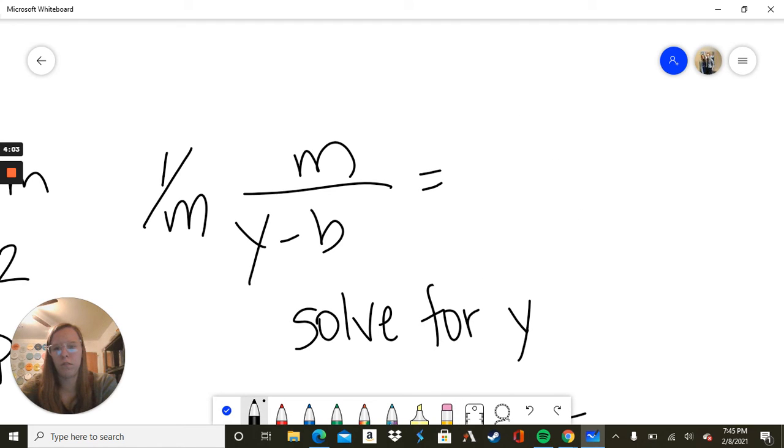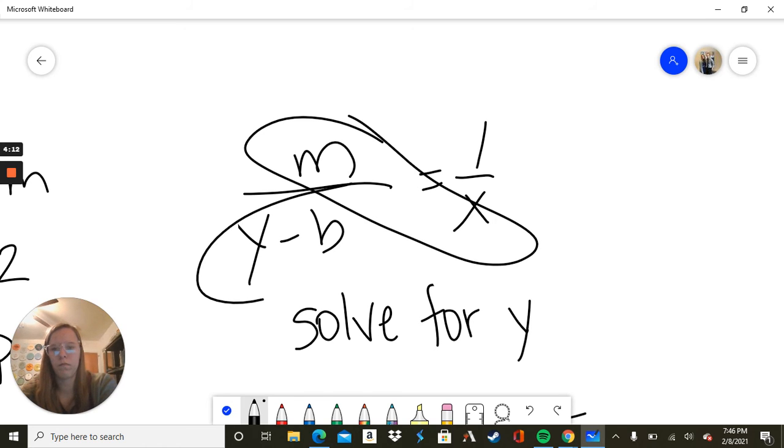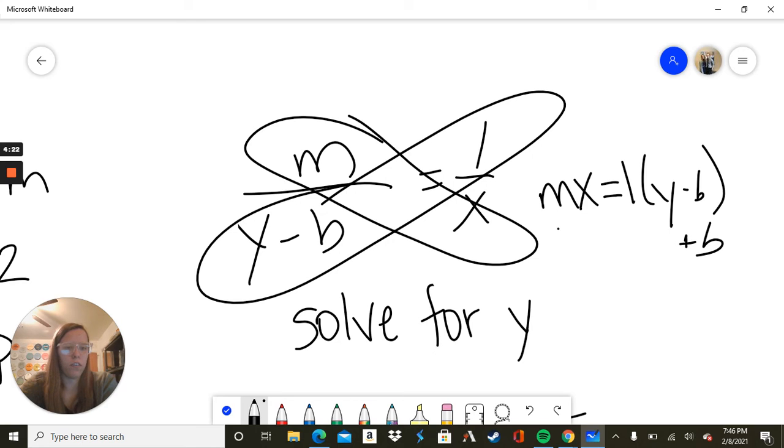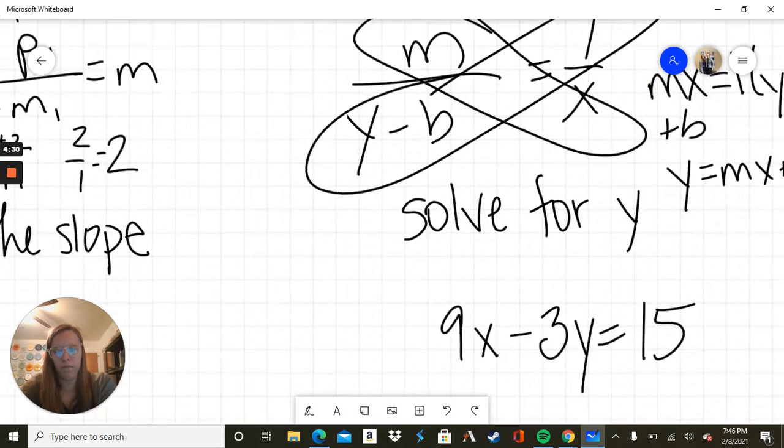So, we're going to do it this way. So, mx equals 1 y minus b. Then we'd add b to the other side. So we get y equals mx plus b. So that's your slope equation.